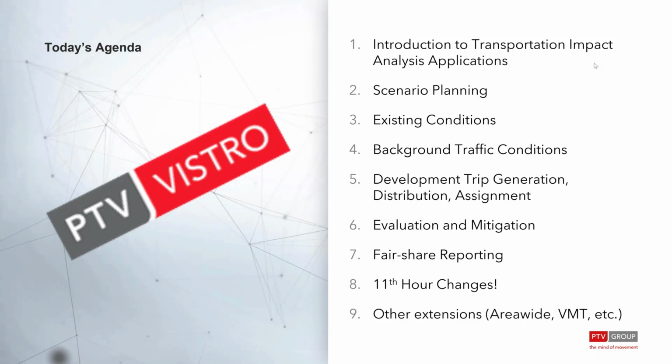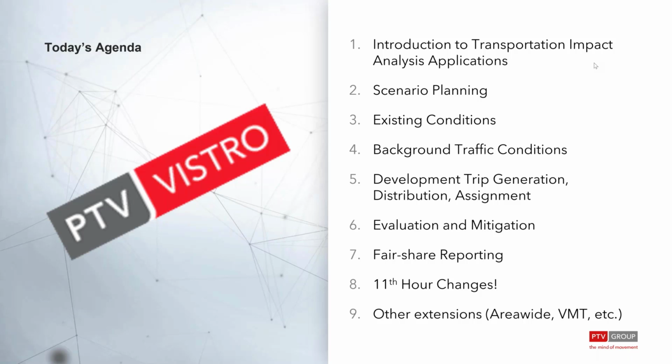We'll spend a little bit of time on the introduction to what transportation impact analysis applications are typically used with Vistro. Brief thoughts on scenario planning, and then we'll take a quick look at existing conditions, building up some background traffic condition scenarios before we add on our own project's trip generation, distribution, and assignment. After that, we'll evaluate our network and look for areas where we might need to provide some mitigations.